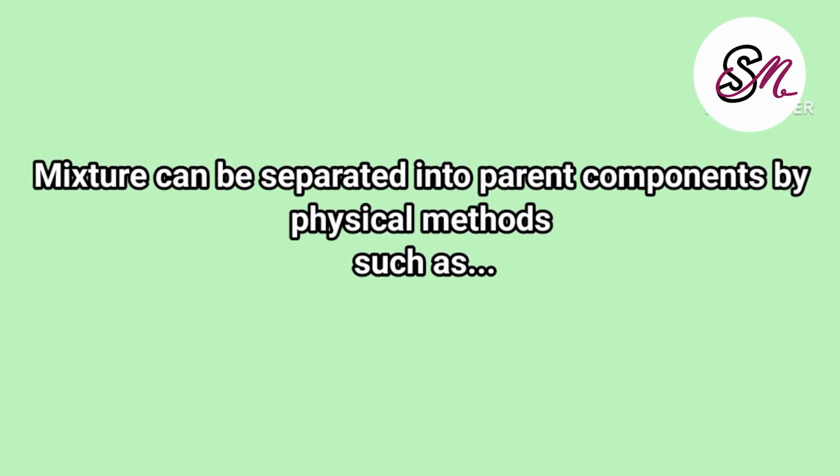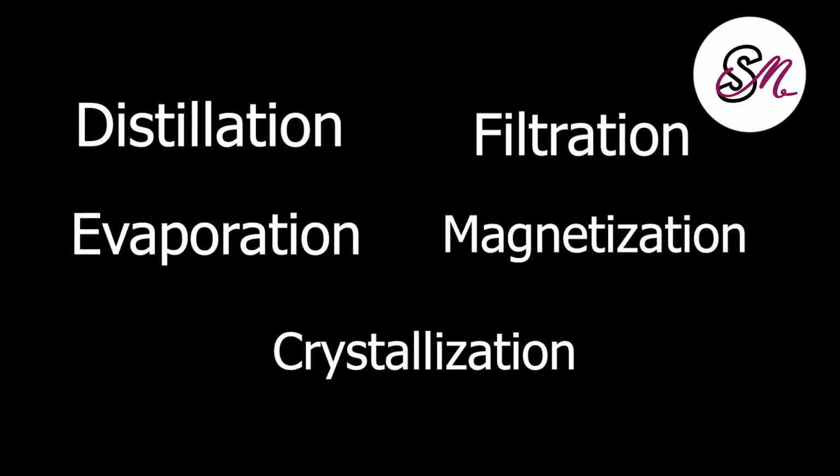Mixture can be separated into parent components by physical method. Mixture को हम easily separate कर सकते हैं physical method से, because they are physically mixed up. उनमें कोई chemical combination नहीं है. New substance are not made. It is just a physical mix-up, and a new component has same properties as the parent element. Physical method by which mixture can be separated is distillation, filtration, evaporation, magnetization, and crystallization.